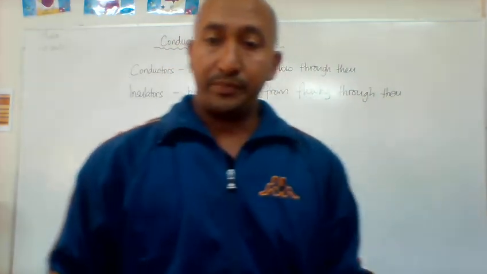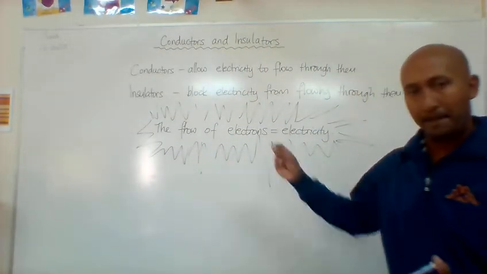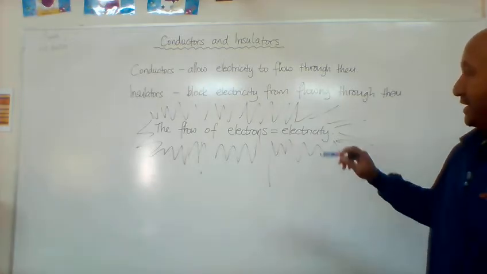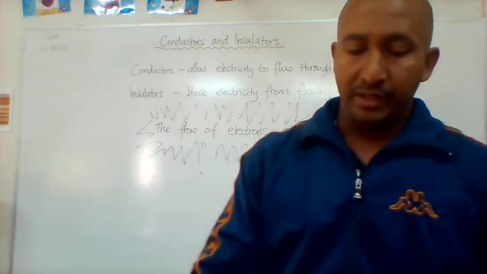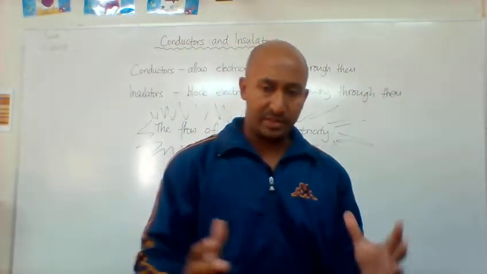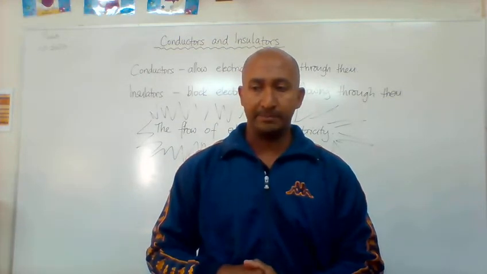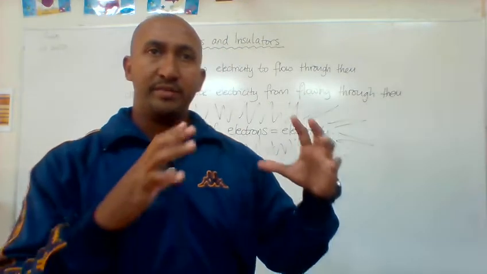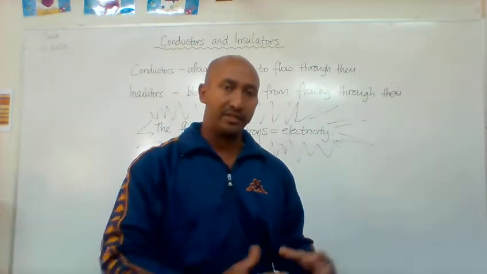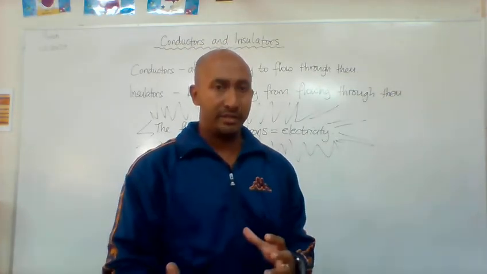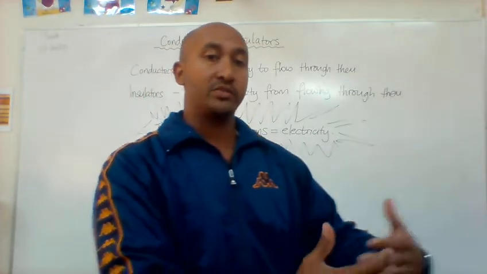I just want to point this out. It just appears like magic, eh? The flow of electrons is electricity. If I can explain it to you in this way, just imagine this. I used this before in our static electricity lessons. Imagine you've got a huge dam or reservoir full of water. That is what we call potential energy. It is energy that is just sitting there waiting to do something, waiting to be unleashed.